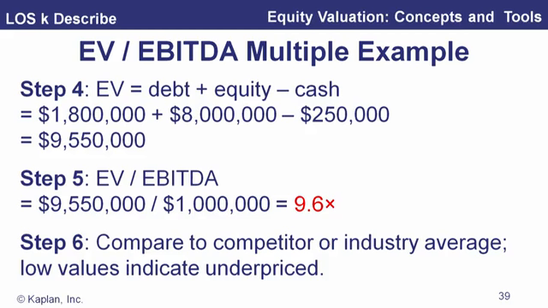So step 4 is to calculate the enterprise value. We take total debt plus total equity minus cash and short-term liquid investments, and we get an EV of $9.55 million. And now we divide that by our EBITDA and say, well, this firm's trading at an enterprise multiple of 9.6. And then we do our relative analysis, comparing it to a competitor, or a peer group average, or an industry average. And a low value indicates that it may be underpriced.